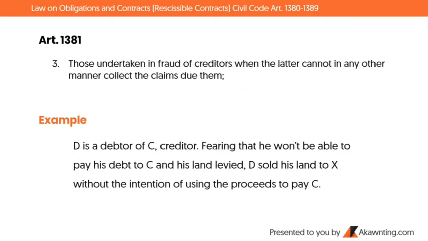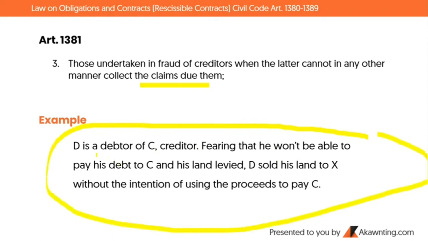Those undertaken in fraud of creditors when the latter cannot in any other manner collect the claims due them. Okay, so let's have an example. D is a debtor of C, the creditor. Fearing that he won't be able to pay his debt to C and his land being levied, D sold his land to X without the intention of using the proceeds to pay C. So, clearly, we have a clear act of defrauding C in this case. Therefore, yung ginawang pagbebenta ni D kay X, that is a rescissible contract.